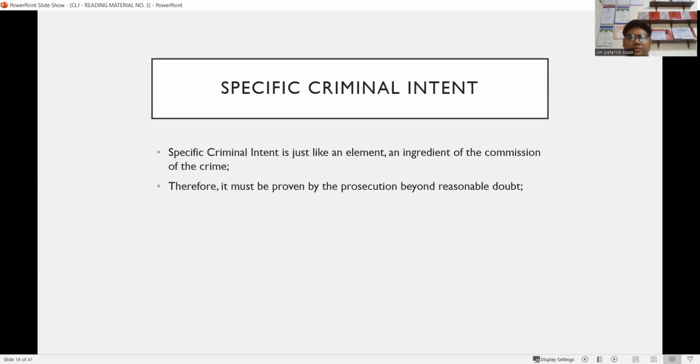Now we have specific criminal intent. Specific criminal intent is like an element or an ingredient of the commission of the crime. Therefore, it must be proven by the prosecution beyond reasonable doubt.